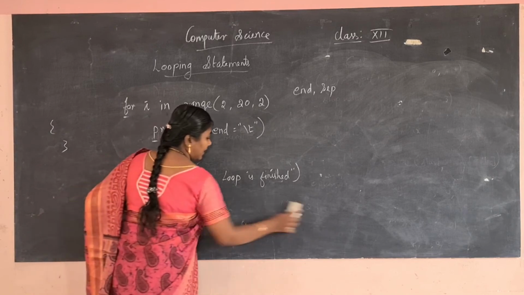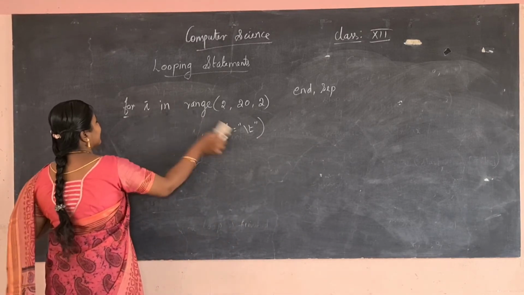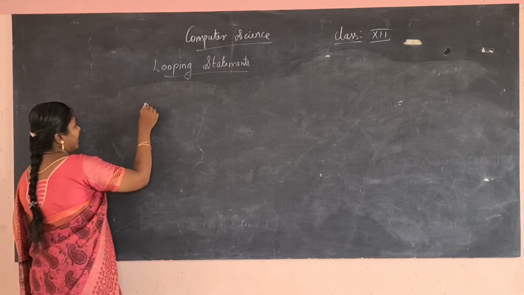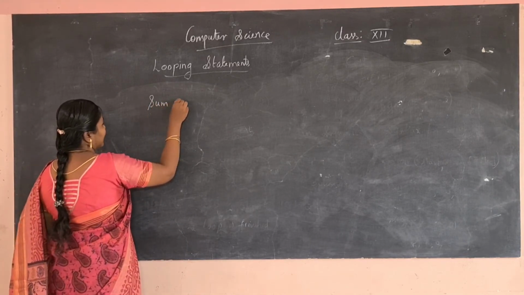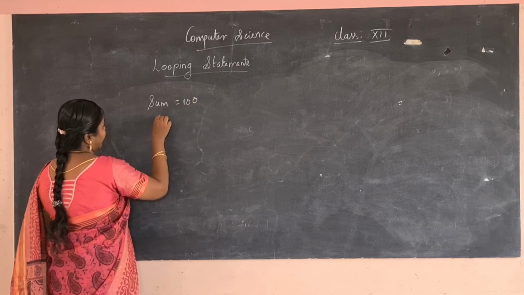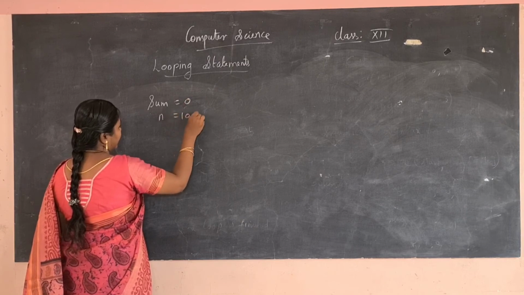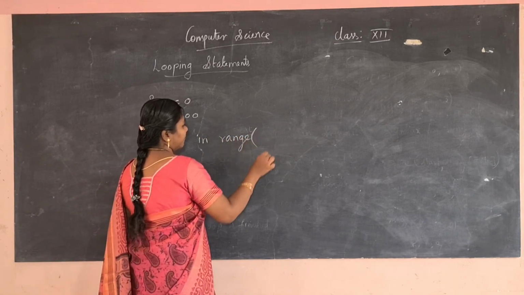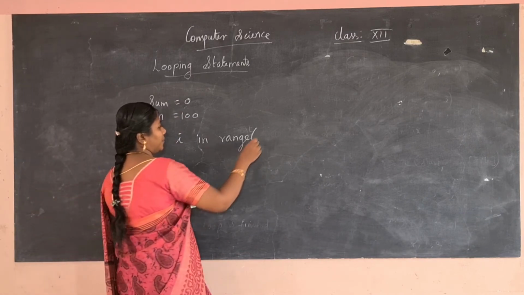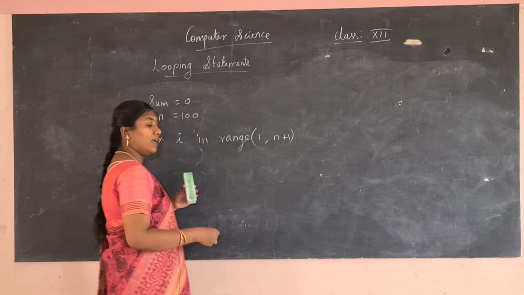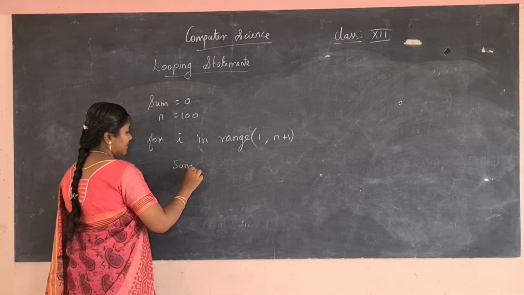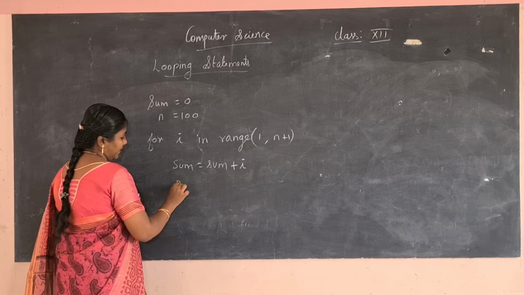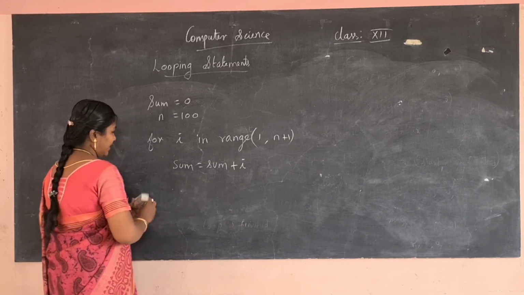Okay, so let us create a program to find the sum of the first 100 natural numbers using the for loop in Python. So let us consider a variable sum equal to 0, and another variable n equal to 100. So I am using a for loop, for i in range, from the start value 1 up to 1, comma, n plus 1. And then I am going to calculate the sum. So sum is equal to sum plus i, and then it must print the value of the sum.